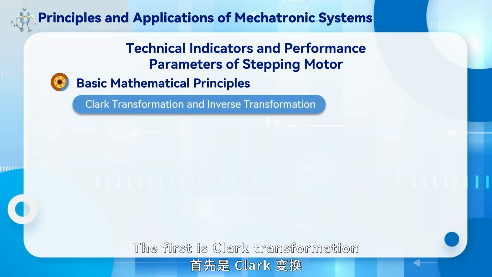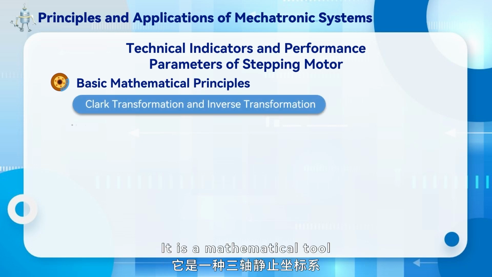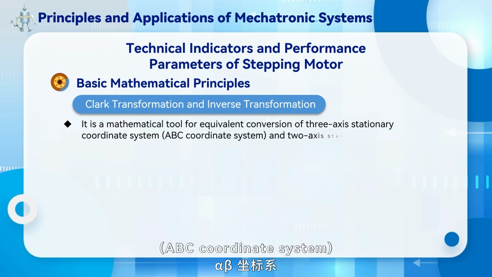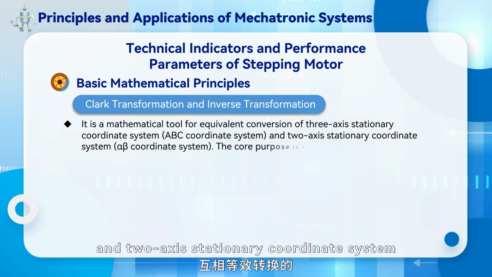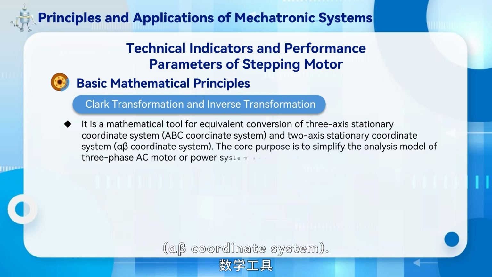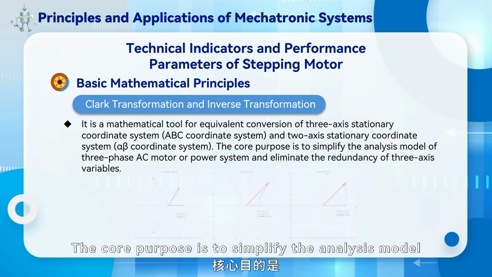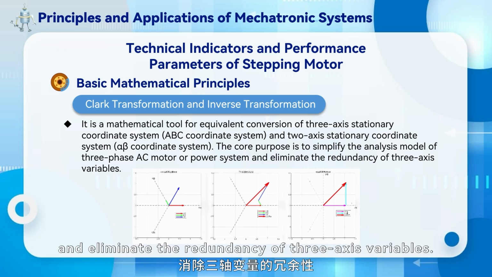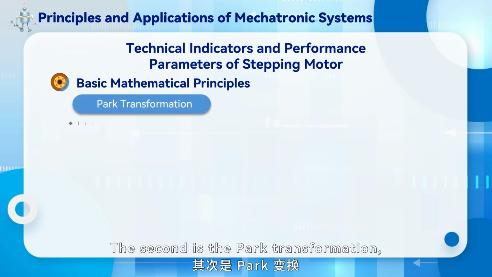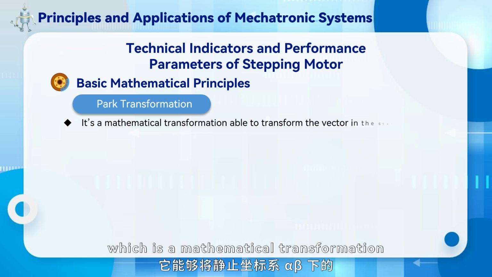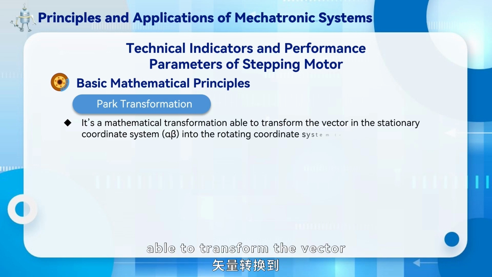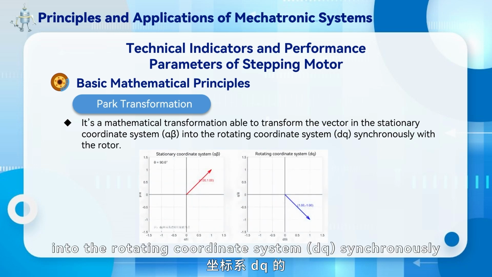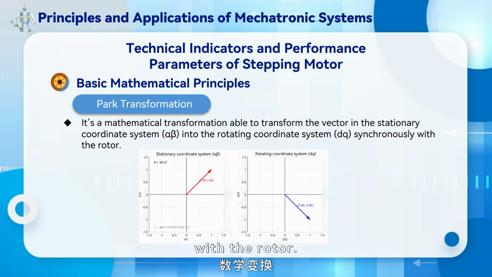The first is Clark transformation and inverse transformation. It is a mathematical tool for equivalent conversion of three-axis stationary coordinate system, ABC coordinate system, and two-axis stationary coordinate system, alpha-beta coordinate system. The core purpose is to simplify the analysis model of three-phase AC motor or power system and eliminate the redundancy of three-axis variables. The second is the Park transformation, which is a mathematical transformation able to transform the vector in the stationary coordinate system, alpha-beta, into the rotating coordinate system, DQ, synchronous with the rotor.